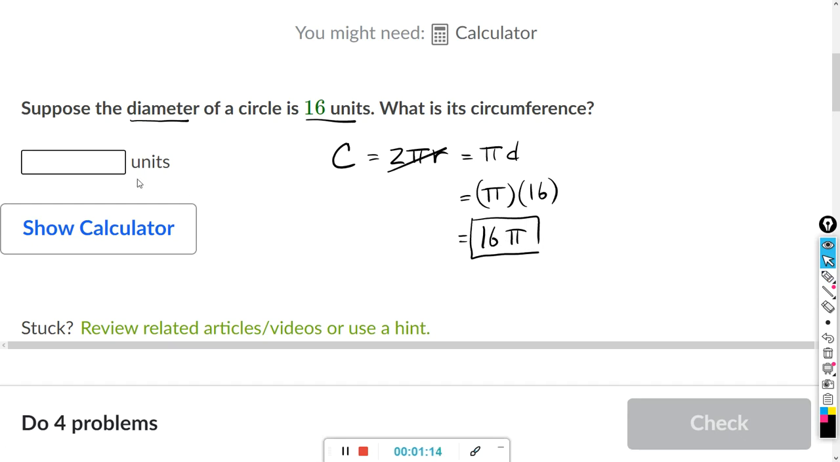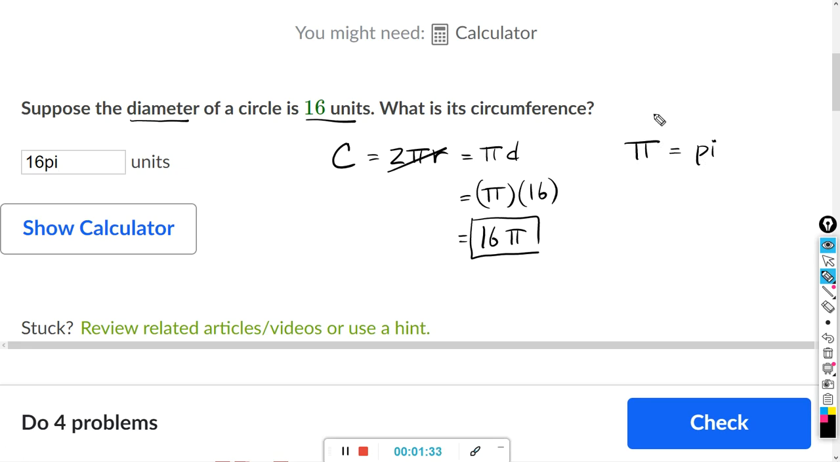So I'm going to type 16, and since there's no drop-down menu for the pi symbol, we can just type pi. As far as the platform is concerned, the Greek letter pi is the same as typing pi. So you can type 16 pi, and it will take it as 16 times pi.